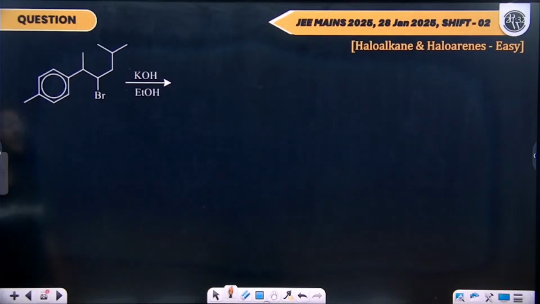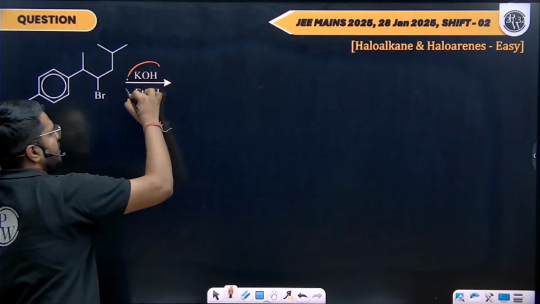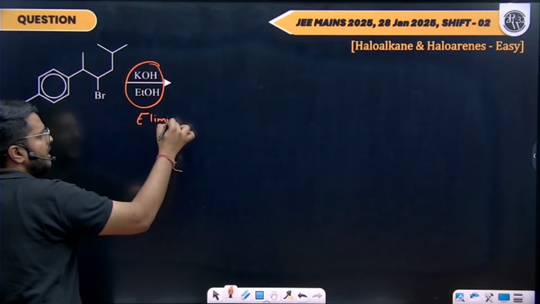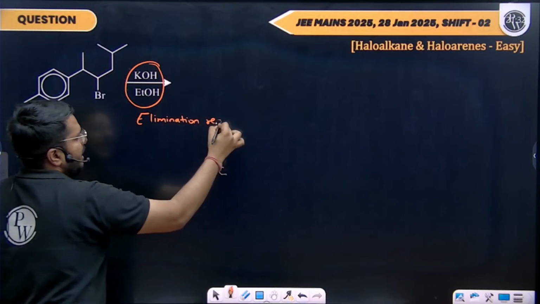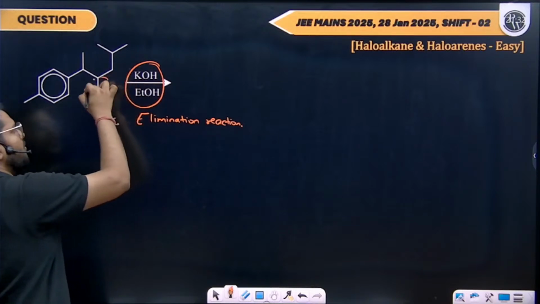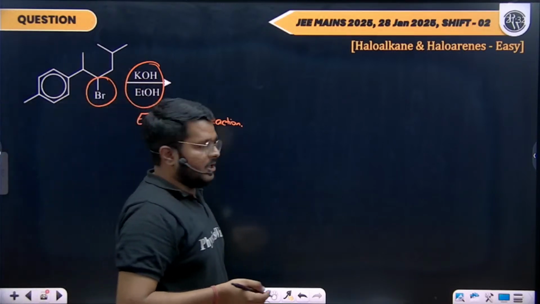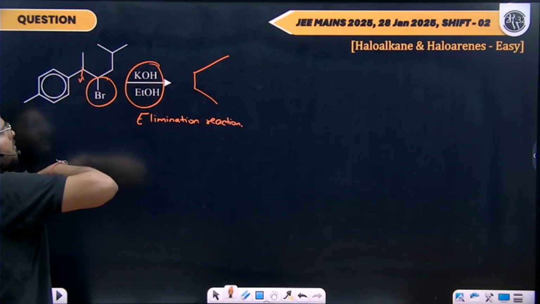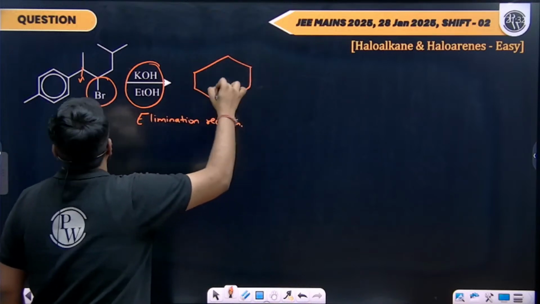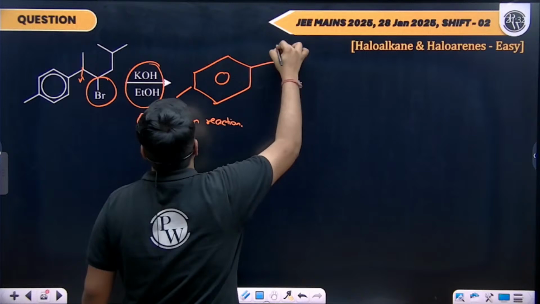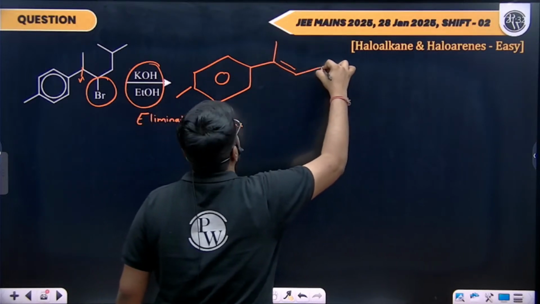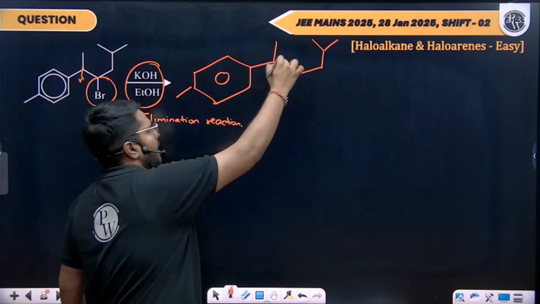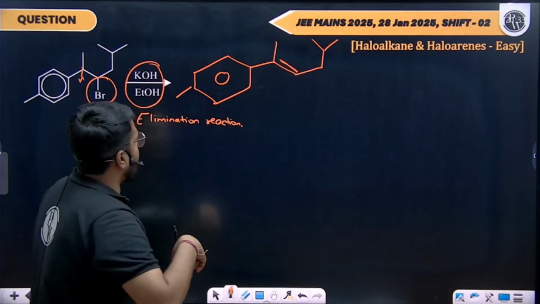Next question. Again, KOH and ethanol are mentioned. It means an elimination reaction takes place. In an elimination reaction, we just have to remove bromine and form the more stable alkene. So in that case, this alpha H will be removed and it can form this type of alkene. Since stereochemistry is not mentioned, I am just writing E or Z type of isomers.